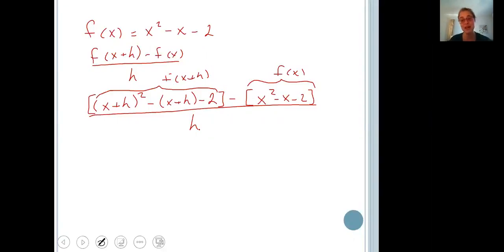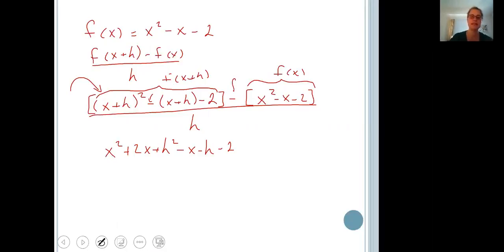Okay. We have some algebra to do. First thing we need to do is work in here and FOIL this x plus h squared. Remember how to square a binomial. This is absolutely critical. If you don't remember how to do this, go brush up on it a little bit. But this is going to give us x squared plus 2xh plus h squared. Now distribute that negative sign. So we get minus x minus h minus 2. All of this comes out of this first set of brackets.